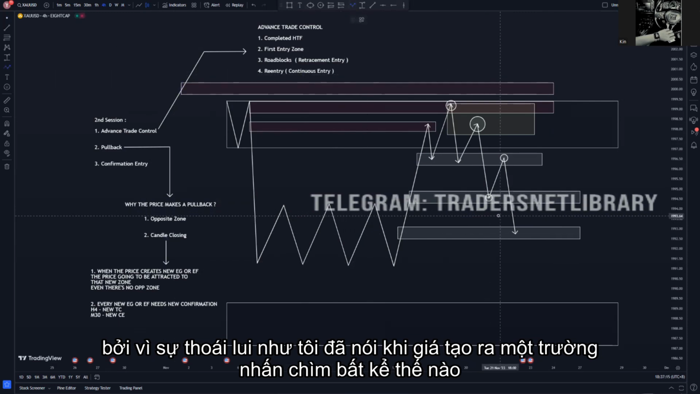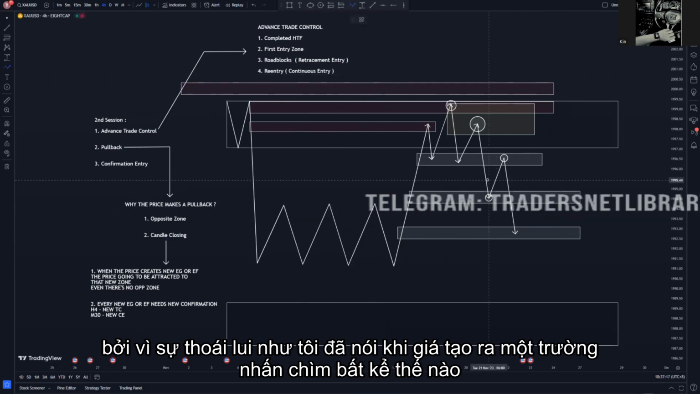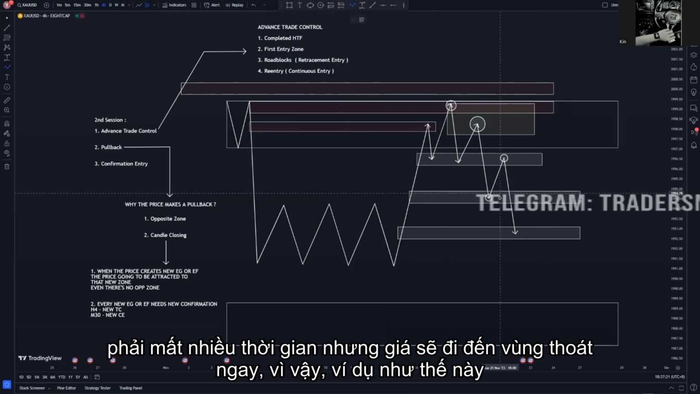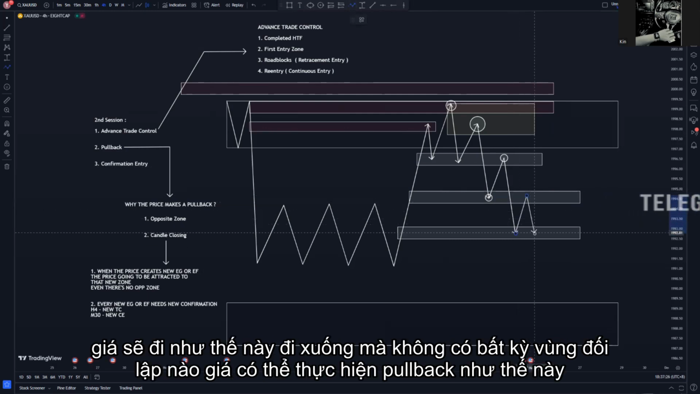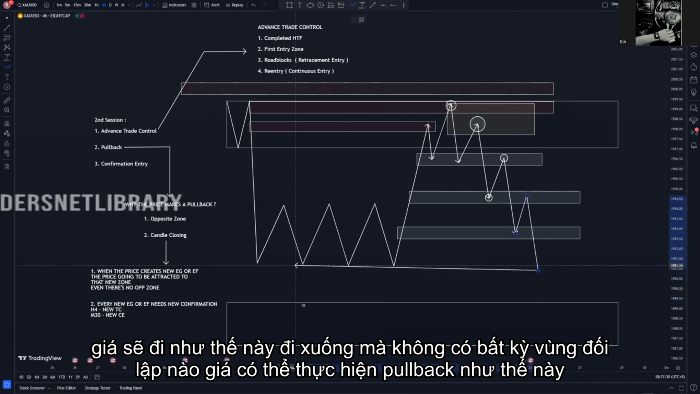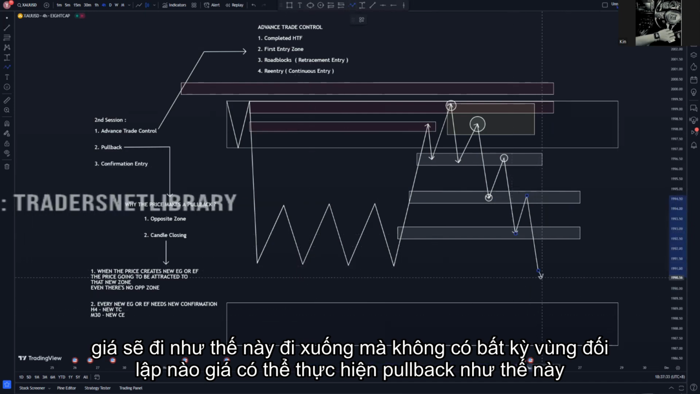Like I said, when the price creates an engulfing field, no matter how long it takes, the price is going to go to the exit zone. So for example, like this, the price goes down, and without any opposite zone, the price can do the pullback like this.